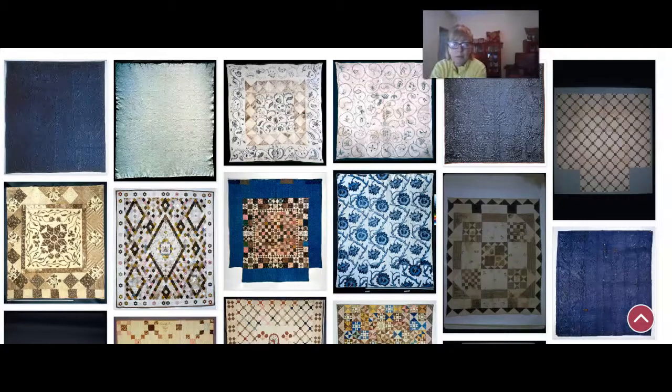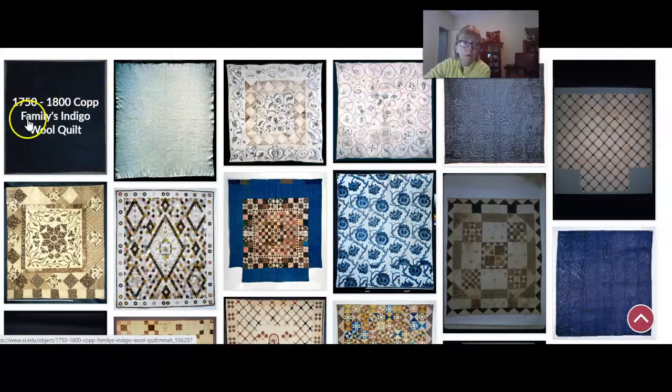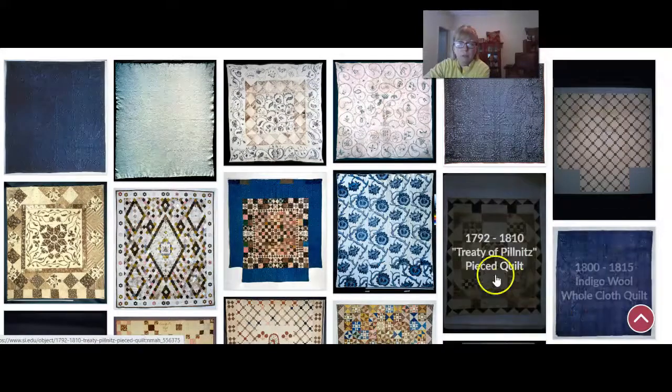So I'm going to talk a little bit about the narrative essay and think of an example of how you might approach the narrative essay. As you can see, this is a screen full of quilts. These quilts are from the Smithsonian Institute in the quilt collection, American quilts. And these are in chronological order, the oldest from 1750 to newer and newer.